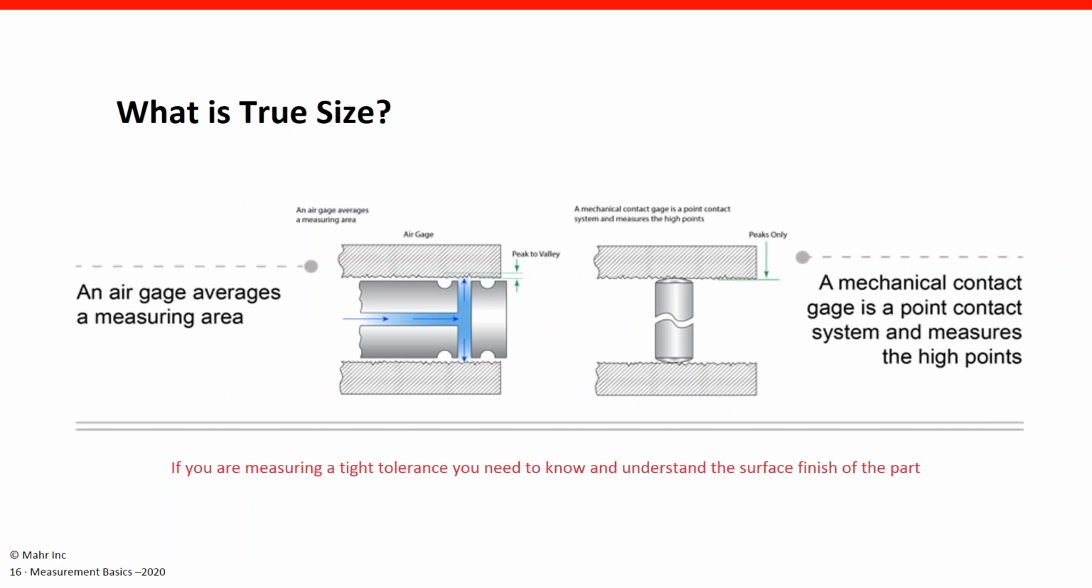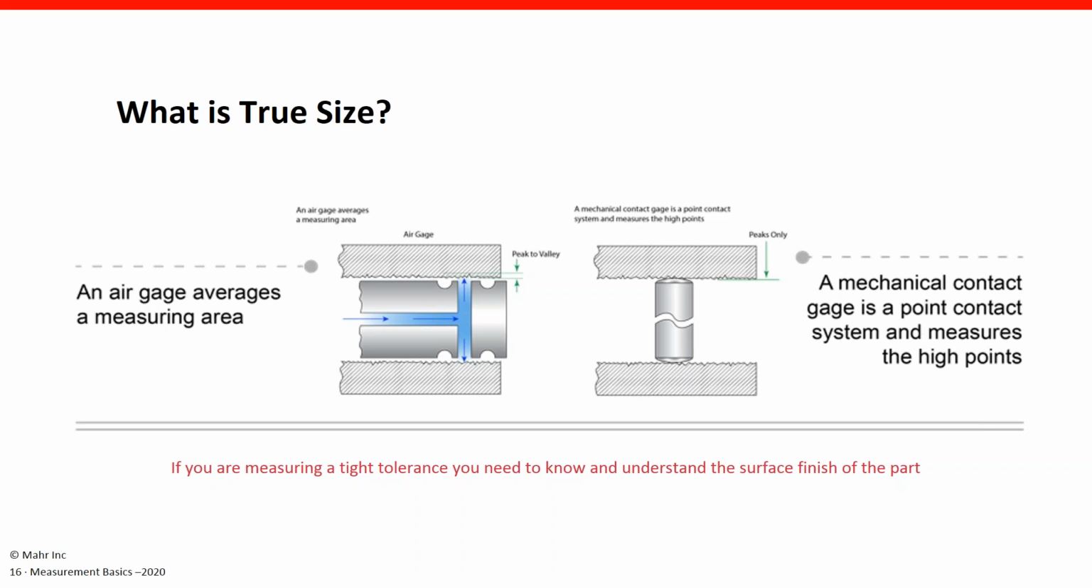Here's another example of how a gauge, which is perfectly good for one application, might not be the right one for another application. And this is showing an example of an air gauge, the picture on the left, compared to a mechanical bore gauge, the picture on the right. Air gauging is a great tool for very tight tolerances. It's fast, it's repeatable, little operator influence, and it's very accurate. Great tool for the shop floor.